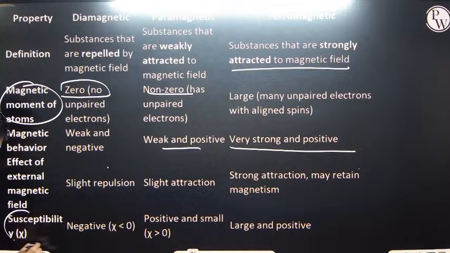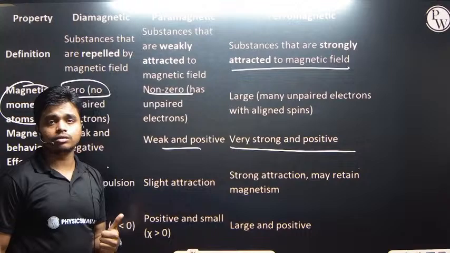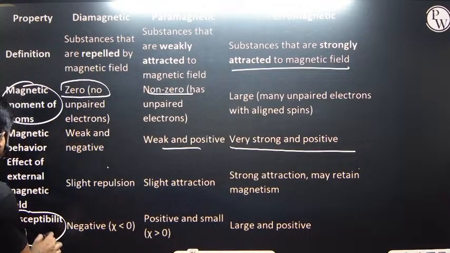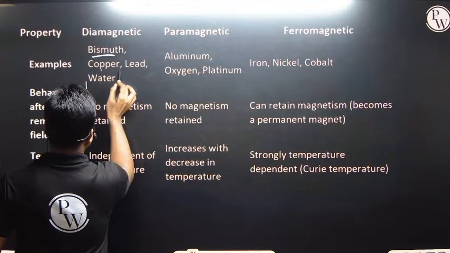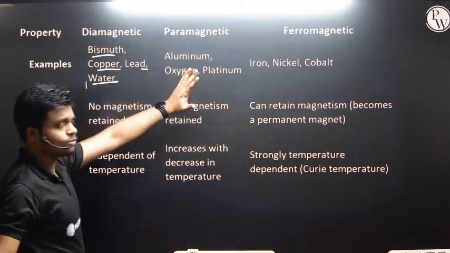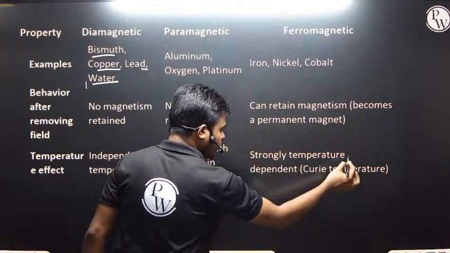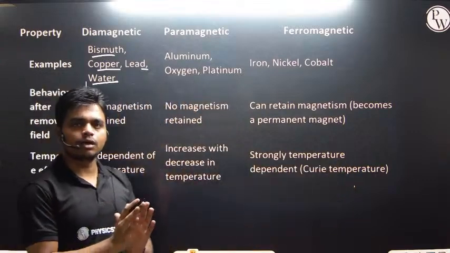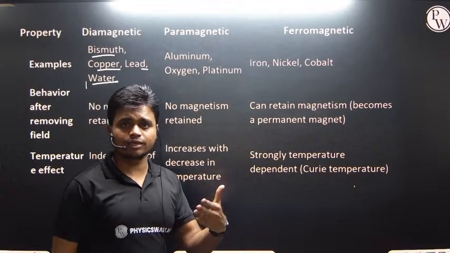Let's discuss susceptibility. The zeta value, that is the magnetic susceptibility, is negative for diamagnetic substances, small and positive for paramagnetic substances, and large and positive for ferromagnetic substances. Examples we have are bismuth, copper, lead, and water. Just go through this table. I suggest you go through the properties of ferro, dia, and para in your NCERT module and revise them.